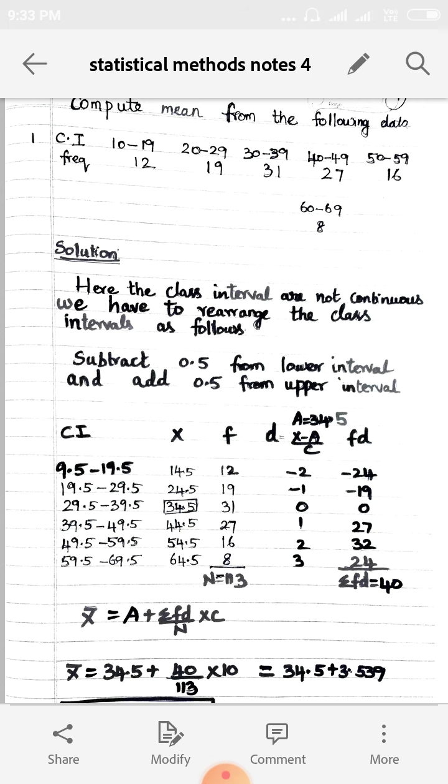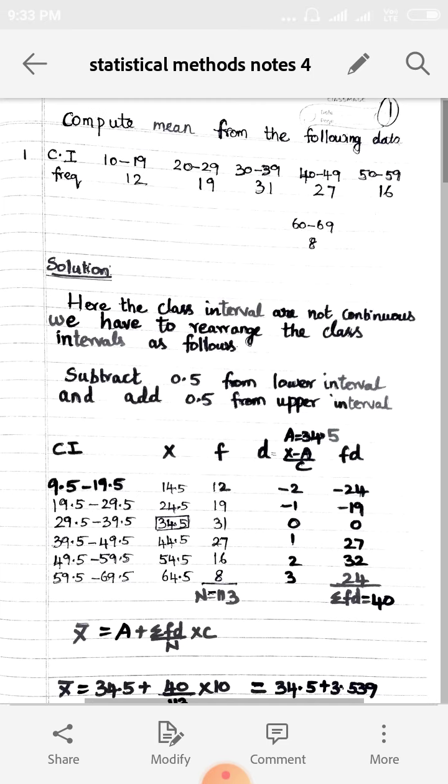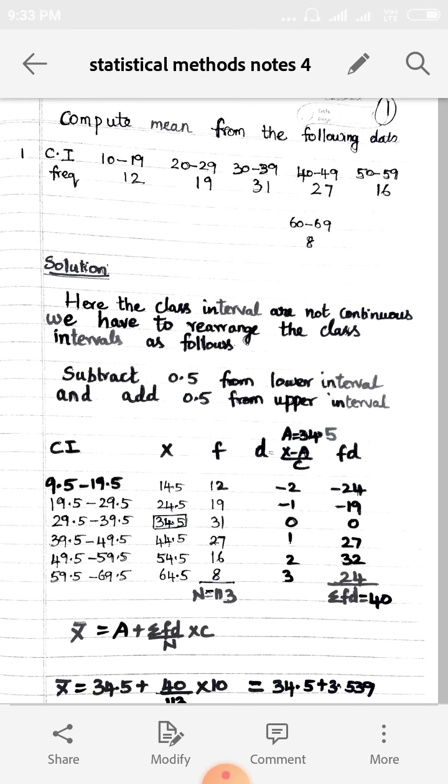The next column is the x values. X is nothing but the mid value. For 9.5 to 19.5, the mid value is 14.5. Next one, 19.5 to 29.5, the mid value is 24.5. 29.5 to 39.5, the mid value is 34.5. Like this, the next ones are 44.5, 54.5, 64.5. And next write the frequency, the given frequencies.